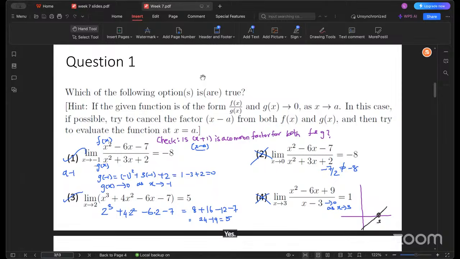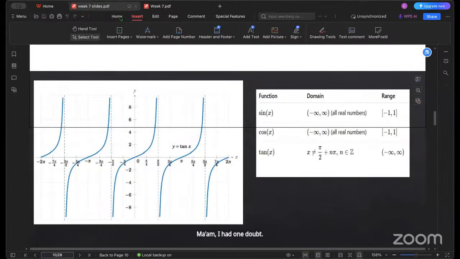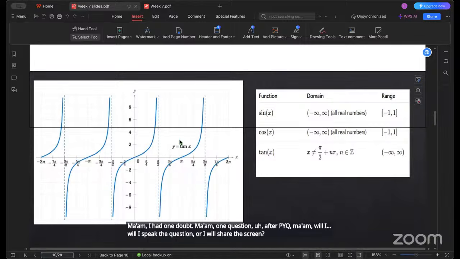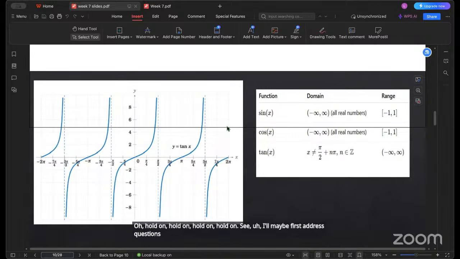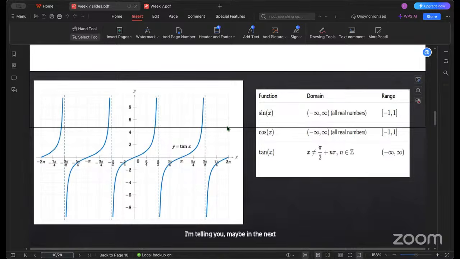Ma'am, I had one last doubt, a question of the PYQ. Will I speak the question or share the screen? If you are asking about one specific question, maybe we'll do it in the doubt session on Tuesday. I'll first address questions concerning the topics discussed today. Are there any questions? Maybe in the next session, some new things we will see.